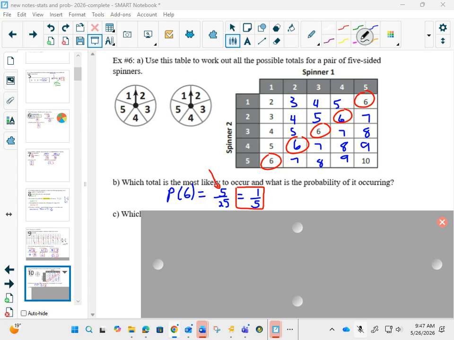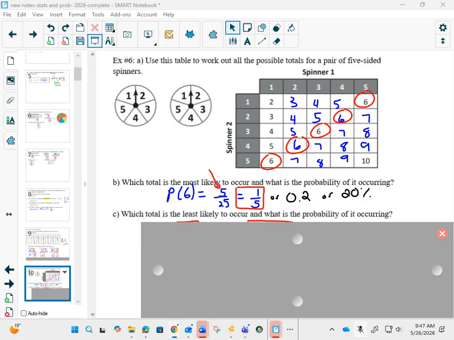If you type 1 out of 5 into your calculator, you would get 0.2. If you change that to a percentage, you have a 20% chance of getting a 6. It's the most likely. Next question.